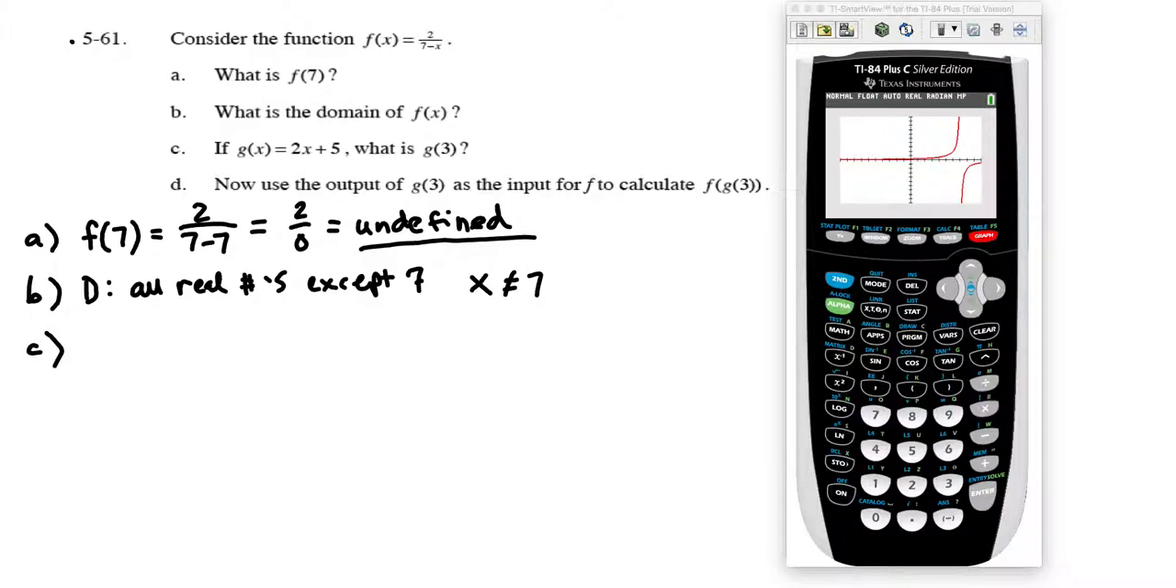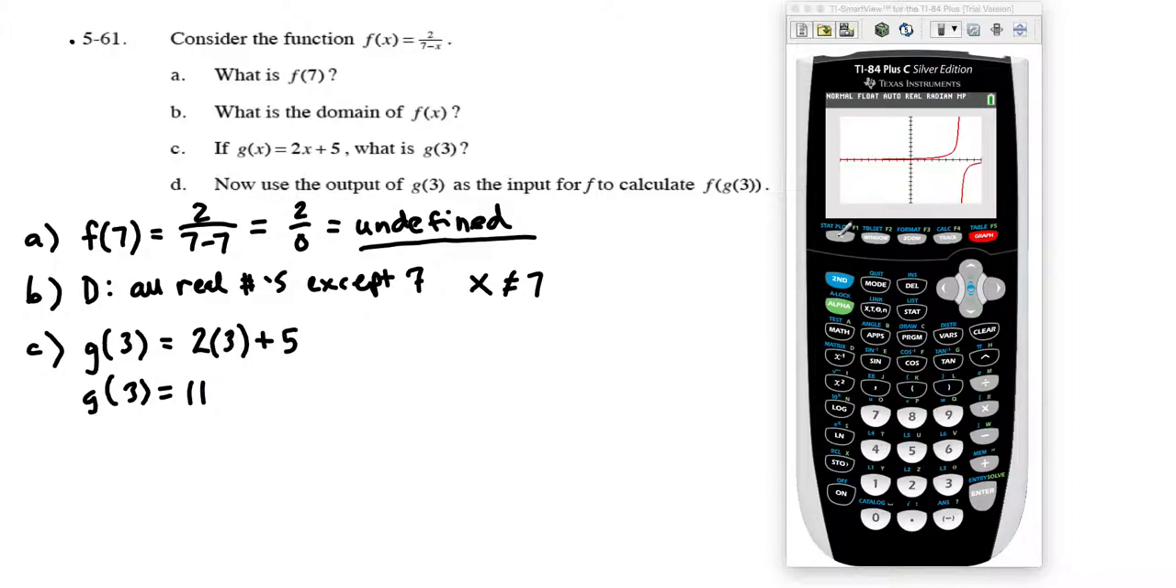And letter C. If g of x equals 2x plus 5, what is g of 3? So we're going to take 3, we're going to plug it in. Say function g of 3 equals 2x plus 5. So we're going to say 2 times 3 then, plus 5. So we're going to end up with function g of 3 equals 2 times 3 is 6, plus 5 is 11. So we know that when we plug in 3 into this function, we get 11 as our output.